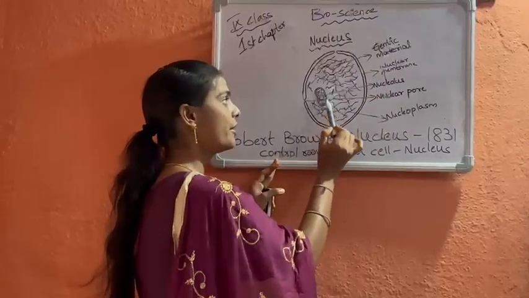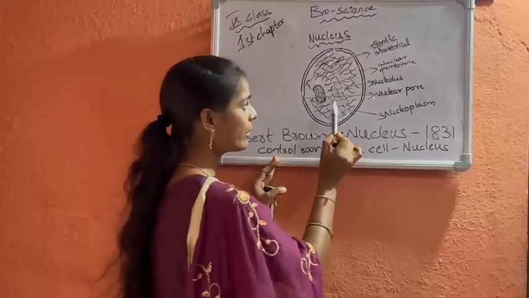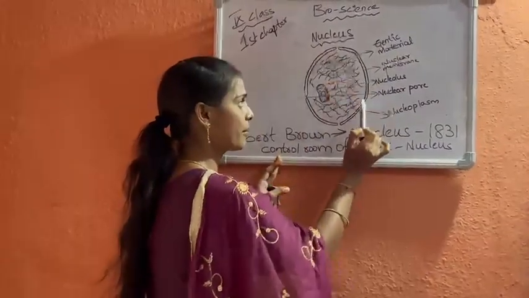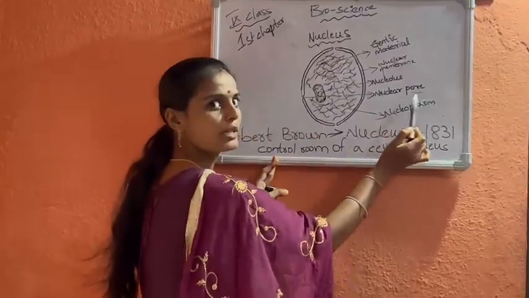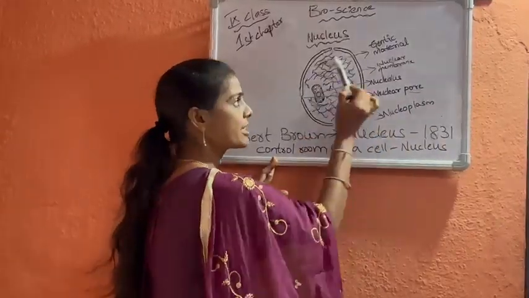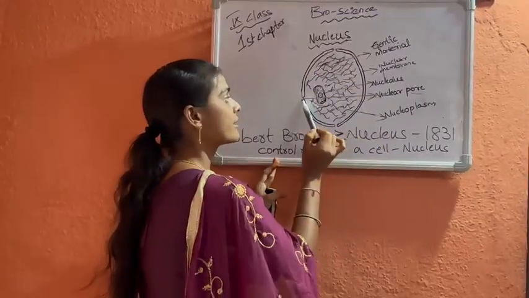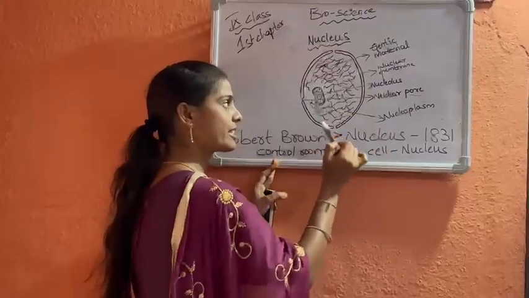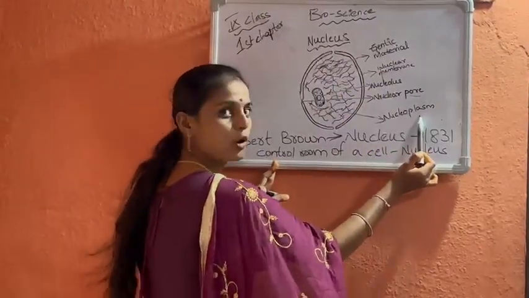And this is the nucleolus. The gap which is present between the nuclear membrane is called the nuclear pore. Pore means hole. And the fluid which is present inside the nucleus is called nucleoplasm.